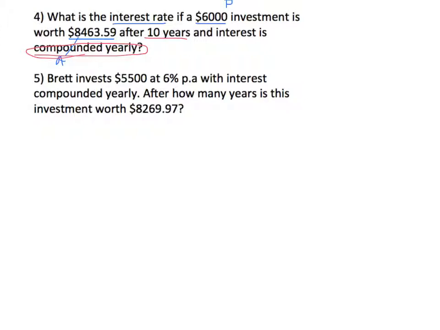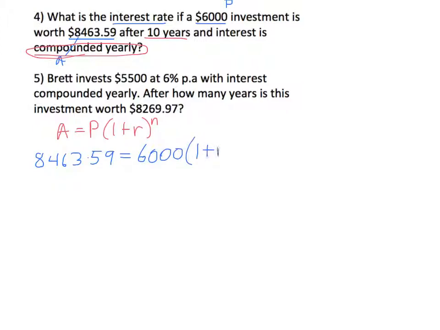So, using our formula, I'm just going to substitute into that. So A is $8,463.59. And that equals P, which is $6,000, times 1 plus R. Remember R, we don't have, that's what the question is asking us to find. And then to the power of 10. So, to solve this equation, the first thing that we need to do is divide both sides by 6,000.